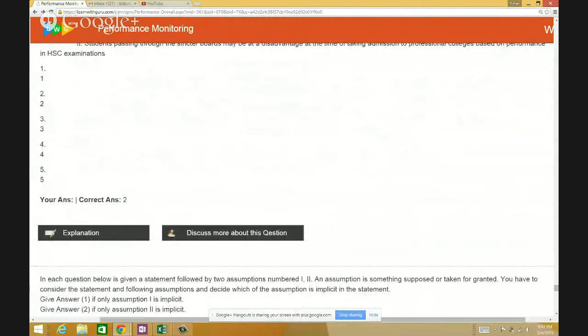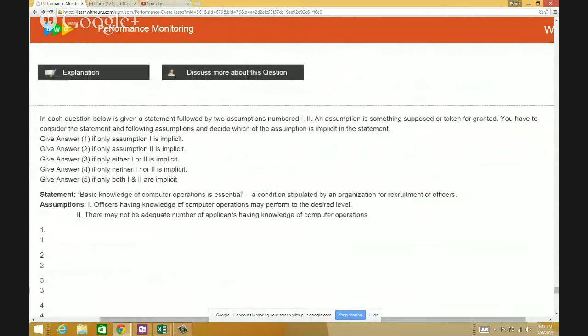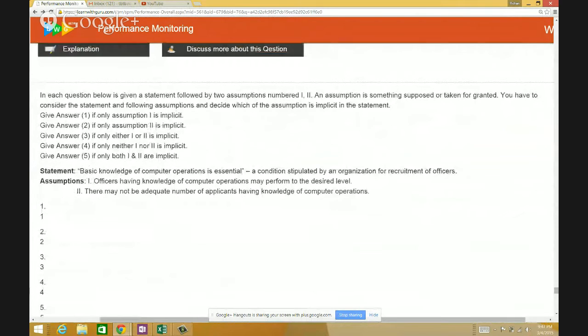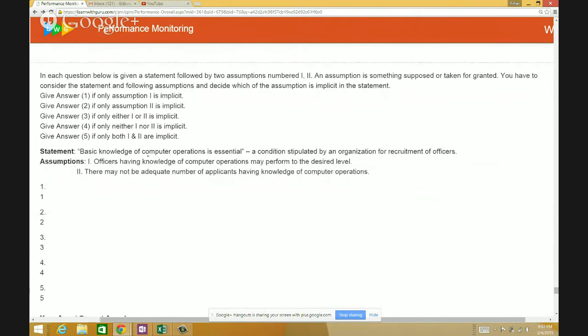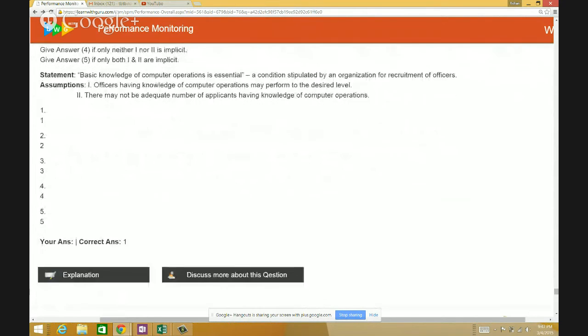Okay. Basic knowledge of computer operations is necessary. Officers having knowledge is necessary. What do you think? Officers having knowledge of computer operations may perform to the desired level. Yeah, that's precisely why they're giving that condition. The reason behind this condition is the same thing. There may not be an adequate number of applications. No, this is not possible, because if they're asking for a basic knowledge of computers, there has to be a mass to cater to. So you cannot go the other way around. You cannot go negative in assumption.